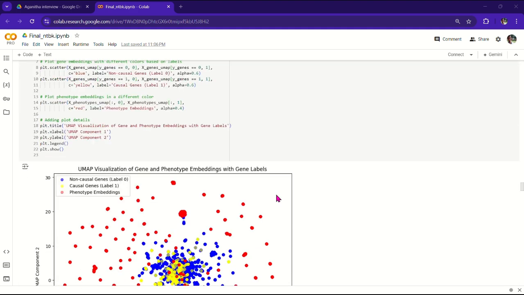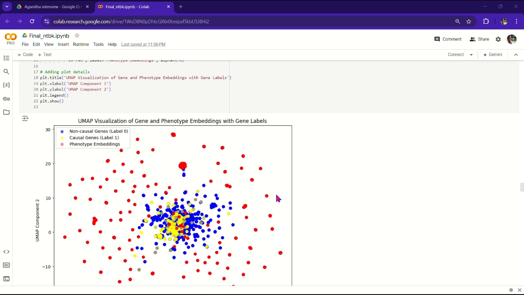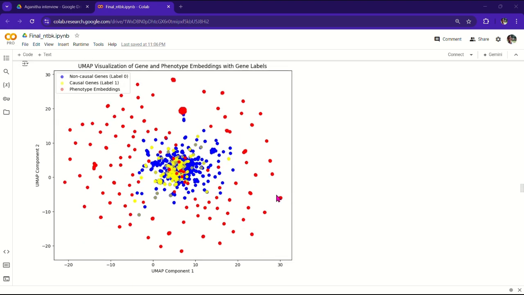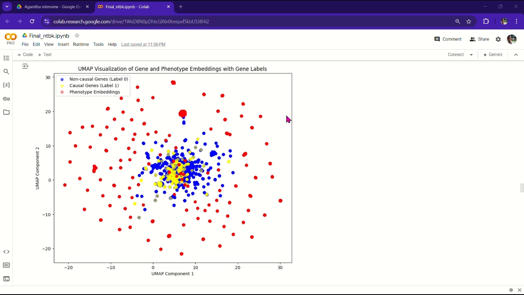Marking genes on the basis of levels. Before this we didn't mark genes on the basis of their level, whether they are active or inactive, causal or non-causal. Now we have marked genes as causal and non-causal, together with the phenotype embedding, and then we saw the distribution plot. This is the UMAP visualization of gene and phenotype embedding with gene levels.